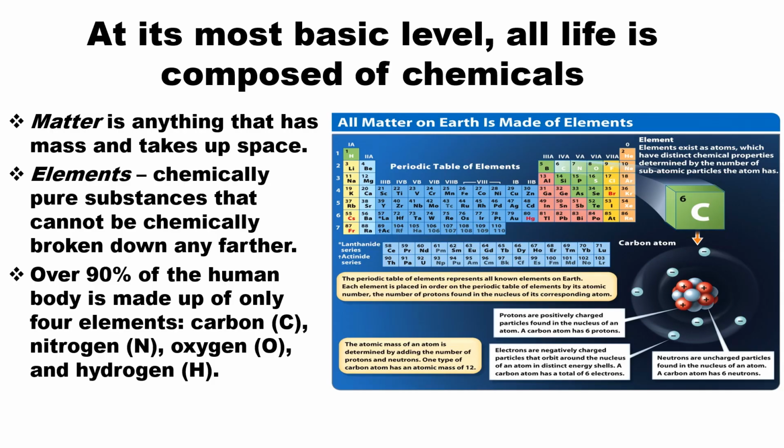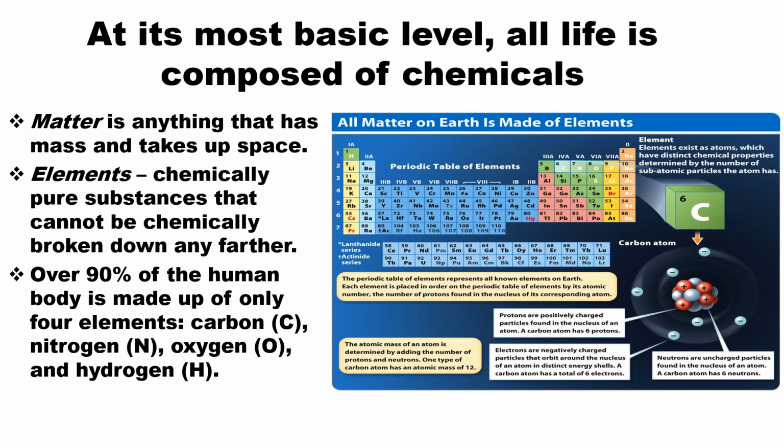At its most basic level, all life is composed of chemicals. So everything that you consider to be alive is made out of chemicals. Matter is defined as anything that has mass and takes up space. So in reality, everything is composed of matter. Elements are chemically pure substances that cannot be chemically broken down any further.